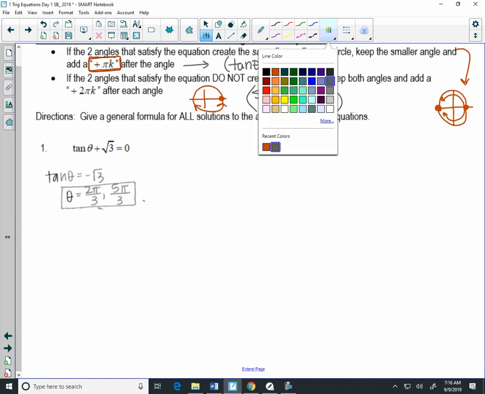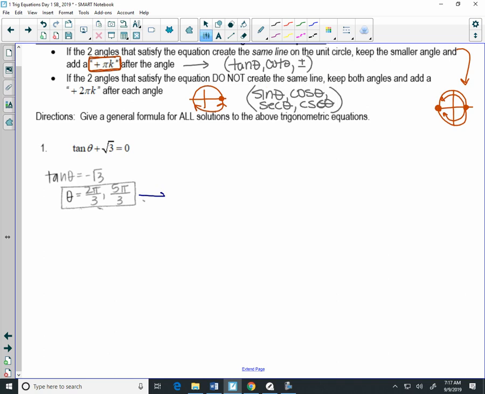So we solved tangent of theta plus radical 3 equals 0 up top, and we got 2 pi over 3 and 5 pi over 3. If you're doing this extension, the first thing I would do is draw a picture of those solutions. So 2 pi over 3 is in quadrant 2, and 5 pi over 3 is in quadrant 4. Not a pretty picture that I made, but those two make a straight line.